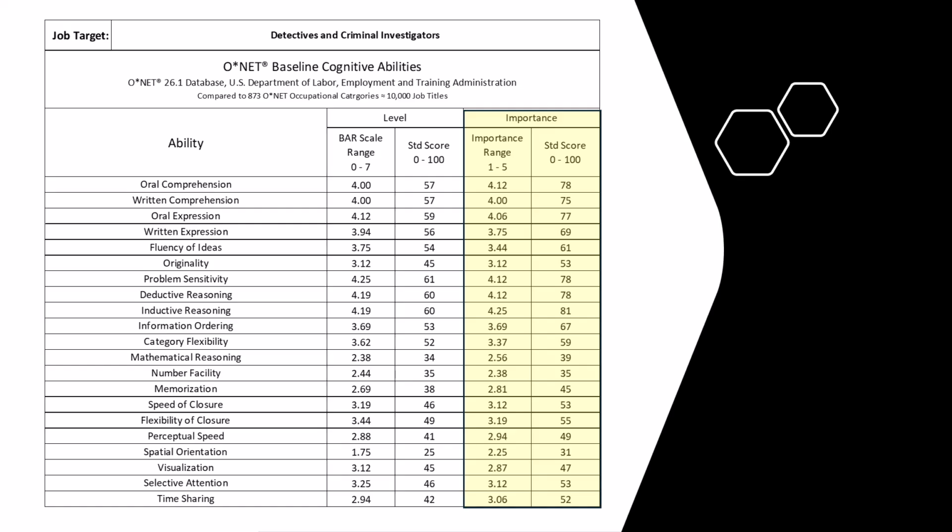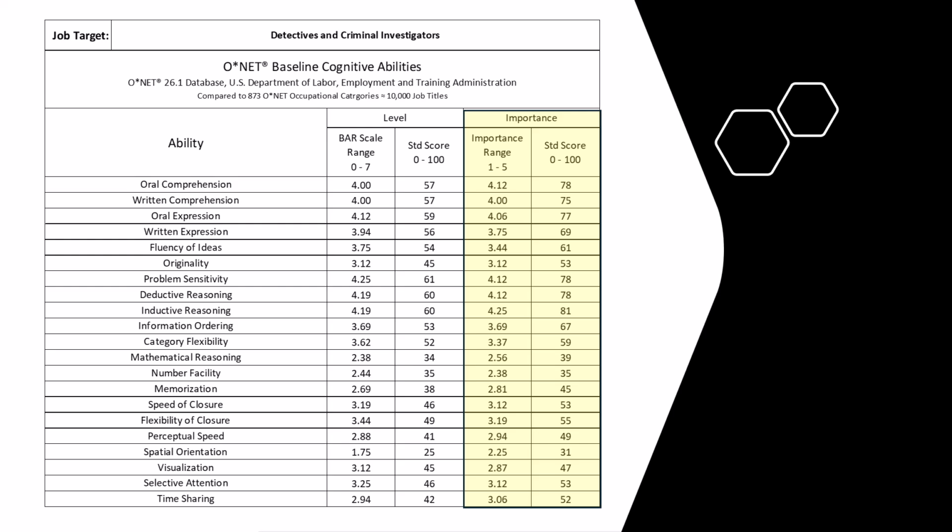The original bar scale rating is what you will be using in the clinic, and the standardized scores will be what you will use to explain your findings to your clinical colleagues and to the patient and their family. For example, when looking at the job profile for detectives, you will see scores for abilities such as number facility, written comprehension, oral expression, deductive reasoning, and selective attention. The analysis also extends to critical perceptual and conceptual abilities like memorization, speed of closure, perceptual speed, spatial orientation, and visualization.